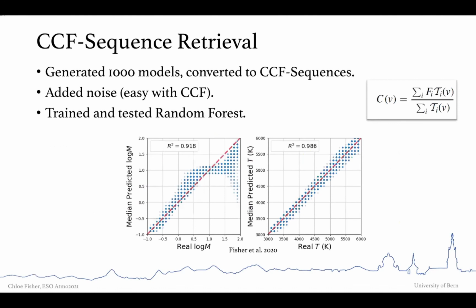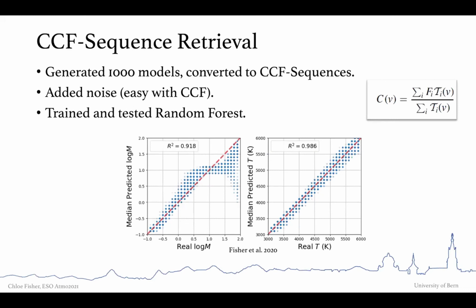And this is what the testing stage looks like now. So a lot better. For this, we generated 1,000 models and then mapped them all to the CCF sequences using the same CCF that Jens talked about yesterday. So here F is the spectrum, T is the template, and then V is the velocity you're shifting by. And then we added noise to these to make more models out of them, which is pretty easy with this CCF, because it's essentially just a linear combination of the points. You can propagate the noise very easily.